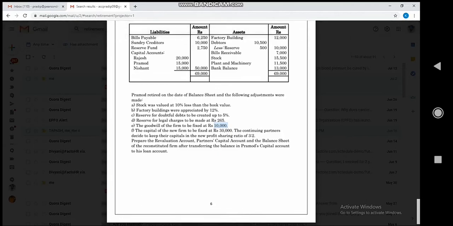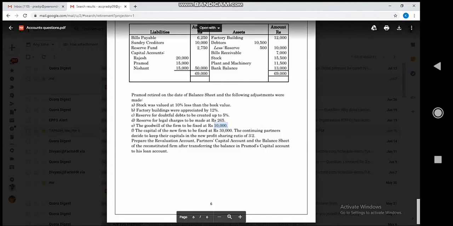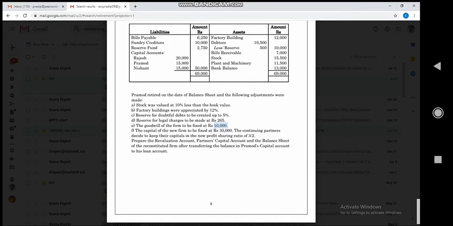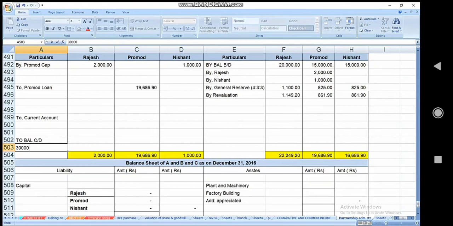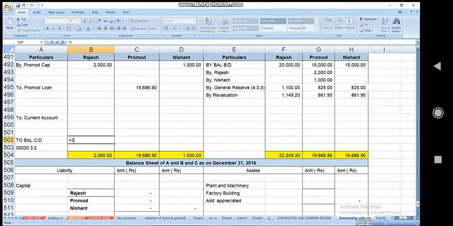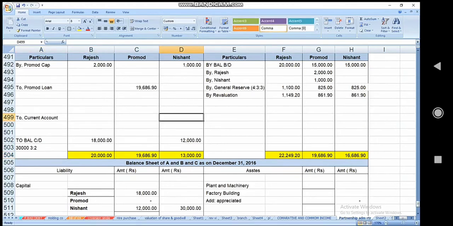The new profit sharing ratio is 3:2, and the remaining partners' 30,000 will be shared. So this balance is not considered. It is manipulated, so that 30,000 will be shared between the existing partners in the new ratio of 3:2. So it will be 18,000 and 12,000, because whenever we share between existing partners in the ratio of 3:2, it is 18,000 and 12,000.